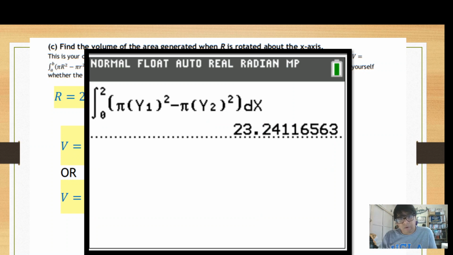In the calculator, we have O and I already programmed into Y1 and Y2. So that looks pretty nice in the home screen. Pi Y1 squared minus pi Y2 squared. And that's what, 23.241.